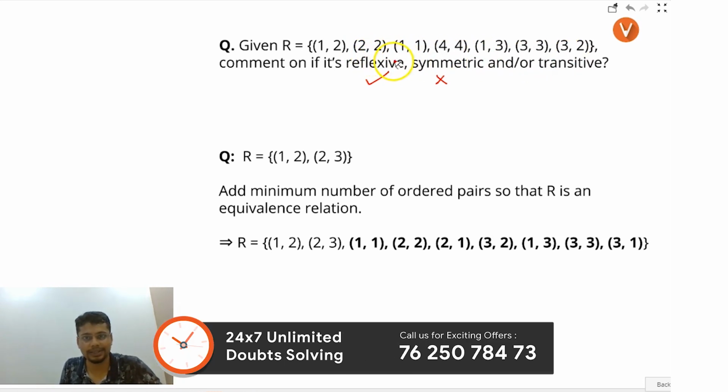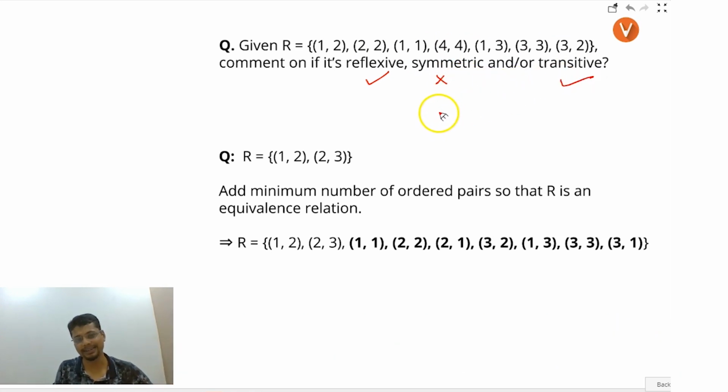So here it is transitive, no issues. Now 3 is related to 3 and 3 is related to 2. So 3 should be related to 2. This is already there. And 4 is related to itself only, 4. So it is indeed transitive. That's it. So this is how you check whether a relation is reflexive or not, symmetric or not, transitive or not.